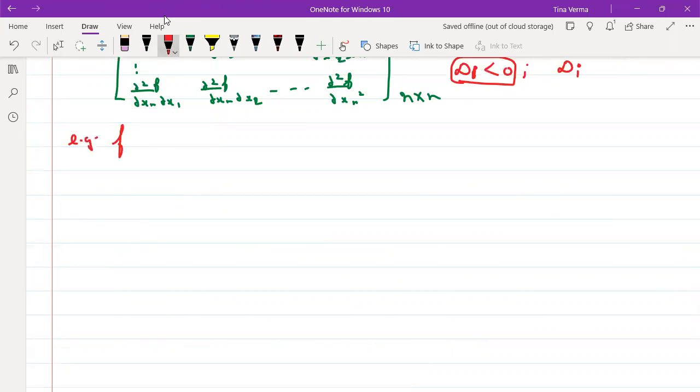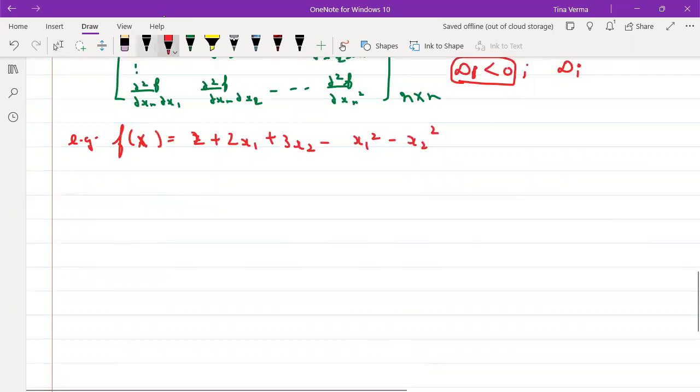So the example: f(x) is given as 2 plus 2x1 plus 3x2 minus x1 square minus x2 square. How do you find the stationary point? You have to find the stationary point and check its nature, right?